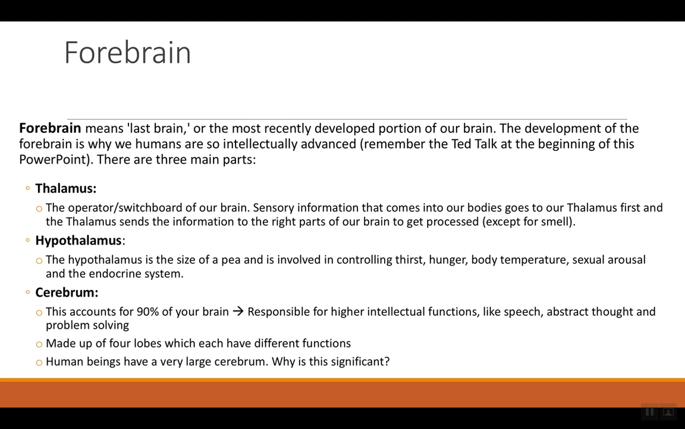And then the biggest part, 90% of your brain mass, is your cerebrum. And that's your higher intellectual functions. That's what allows you to speak, to have abstract thoughts, to write, to solve problems, to use tools. Okay? There are 4 lobes to your cerebrum. They've all got a slightly different function. It's significant that humans have very large cerebrum because that actually is what allows us to basically develop and take over the world.